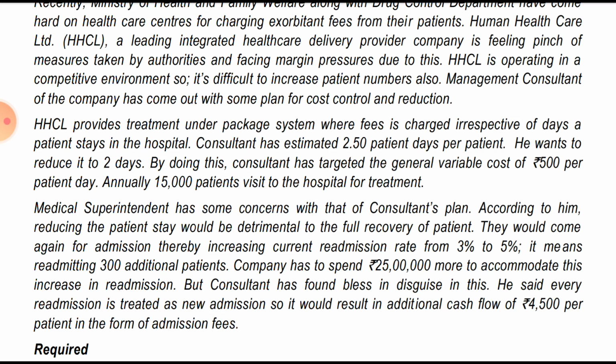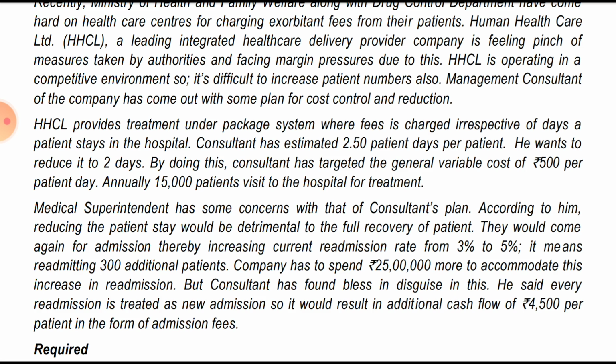So simply, the calculation we have to do is: 15,000 visits are there, and they are reducing the patient days from 2.5 to 2. So what we'll do is 2.5 minus 2, which is 0.5, into 500, multiplied by 15,000. Okay, so 0.5 into 15,000 into 500 amounts to 37,50,000. That will be the saving actually, because they are saying saving in the cost by reducing it from 2.5 to 2 patient days.